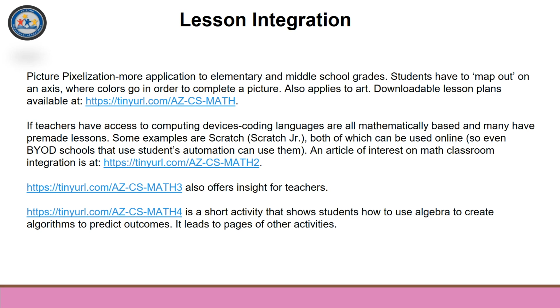The third one is an e-zine, an electronic magazine that also is very specific to including computer science and math instruction. And number 4 there is a short activity that shows students how to use algebra to create algorithms and actually predict outcomes. In other words, computer science magic. It leads to pages of other activities that are along the exact same lesson type.